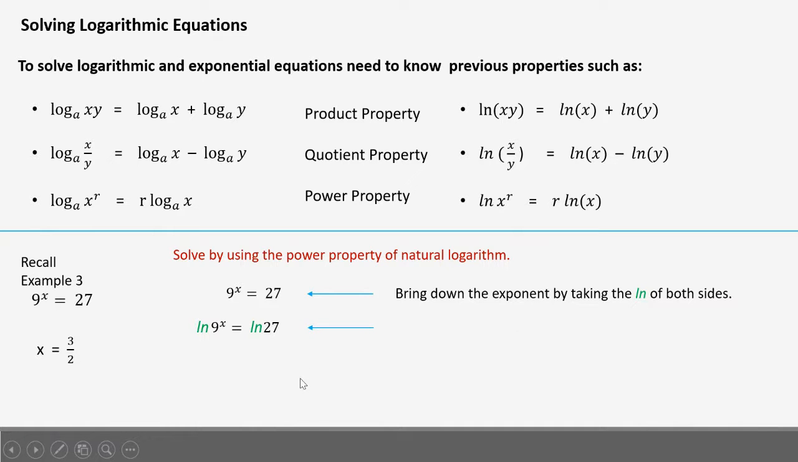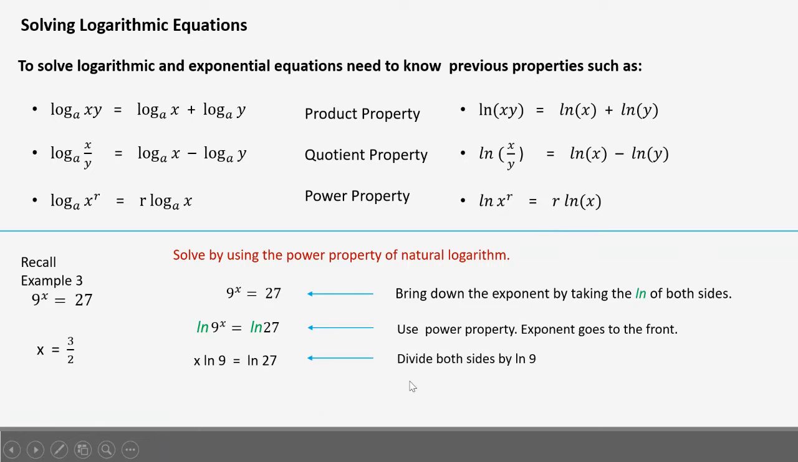Okay, so now we're going to use the power property. If you have ln of a variable to the r power, the exponent goes to the front, and this is legal because we took the ln of both sides. So by rule, the exponent, the x, comes to the front. And now all we do is solve for x: divide both sides by ln of 9. So there's my answer, guys. All you do is put it in the calculator, and you get the result, which is right here on the bottom, 1.5, which is also equal to 3/2. You see, that was the same answer.